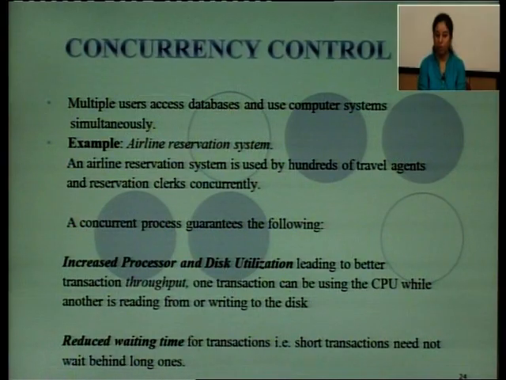Concurrent processing guarantees the following. The first is increased processor and disk utilization, and second, reduced waiting time. Increased processor and disk utilization leads to better transaction throughput: one transaction can be using the CPU while another is reading from or writing to the disk. Then reduced waiting time for transactions, that is, short transactions need not wait behind long ones.